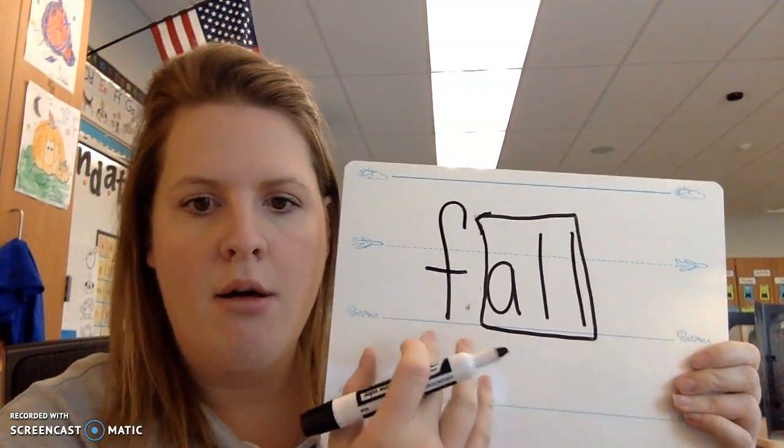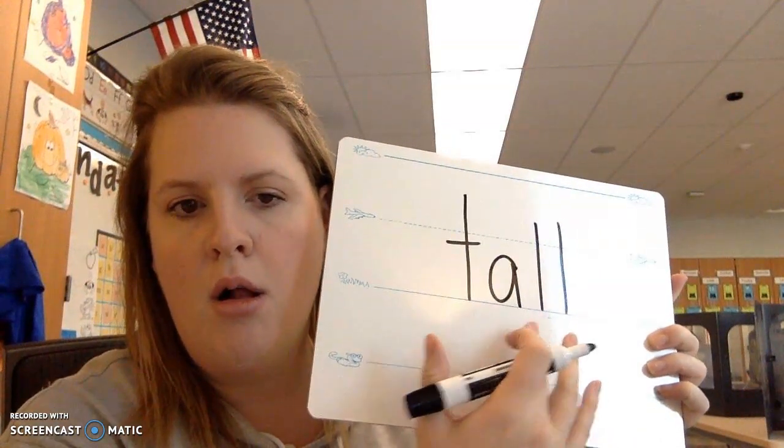You can write these on your piece of paper if you have a piece of paper to help you remember them. Let's tap out this word. All, fall. And we will do one more. All, tall, okay? So that is the sound A-L-L, ball, all.